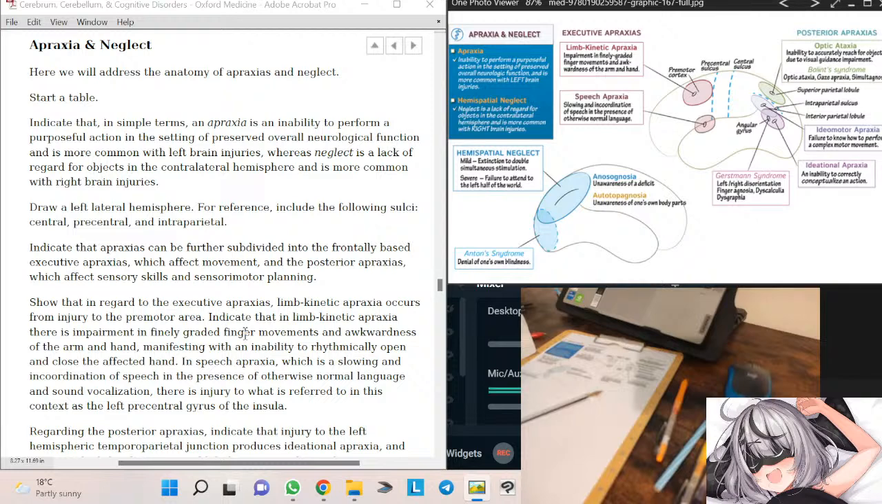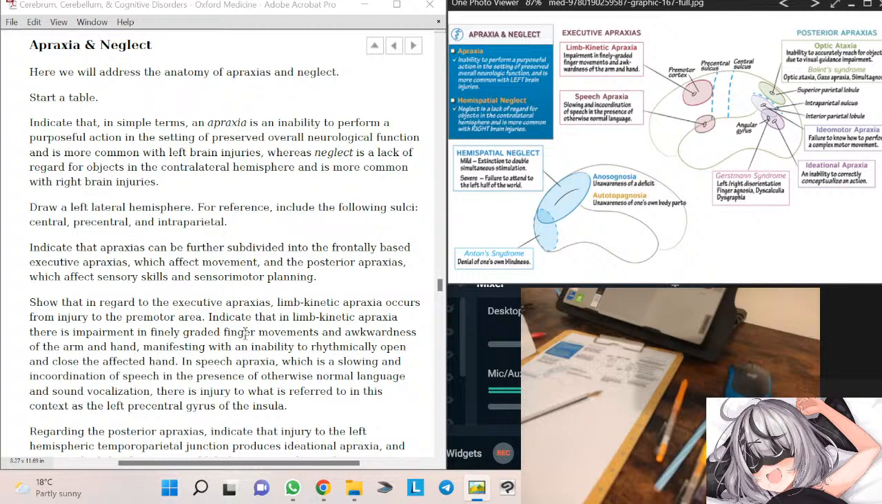Draw a left lateral hemisphere. For reference, include the following sulci: central, precentral, and intraparietal. Indicate that apraxias can be further subdivided into the frontally based executive apraxias, which affect movement, and the posterior apraxias, which affect sensory skills and sensorimotor planning.